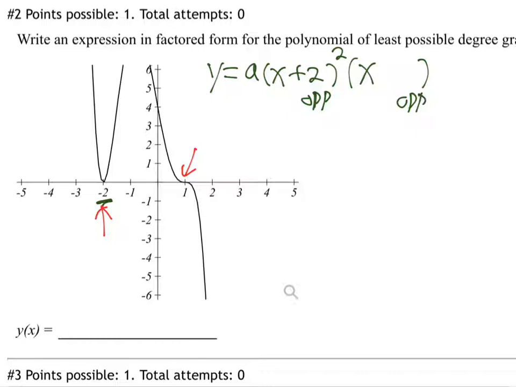And then the next one. We're talking about this one right here. Oh, and we're going to do opposite. So what's going to go in the parentheses? Minus 1. It's the opposite of plus 1. And then what power? Is it a pass-through smoothly, a bounce, a U shape, or a shift? It's a shift. So what power? Third power. Third power.